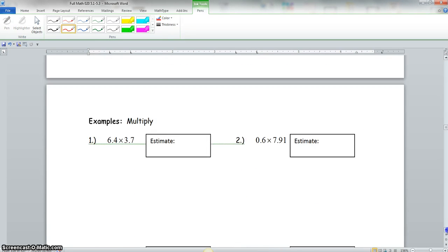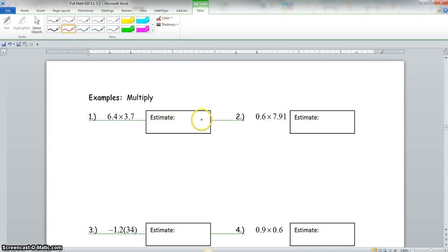Now, as far as these problems, for the sake of time, I'm not going to do the estimates. We're just going to go straight into the multiplication. So again, like we did in the previous problem, let's imagine that these decimals are not here. So this would be 64 times 37.